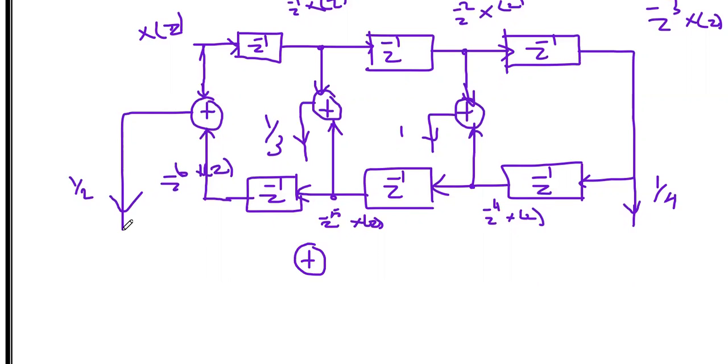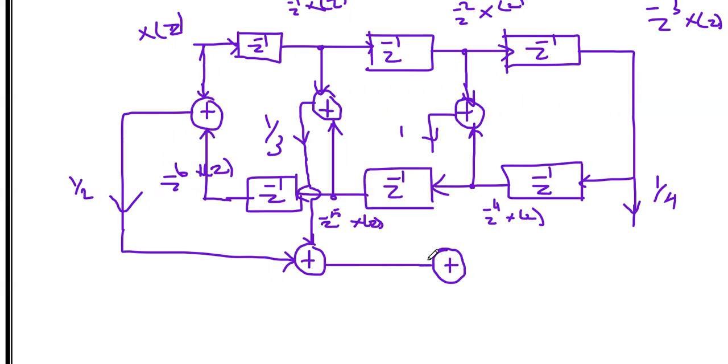For that adder, we are giving the first term, 1 by 2 into x of z plus z power minus 6 into x of z, and another one, the output of this adder, you just give. Then in order to add again, you have to place an adder here.